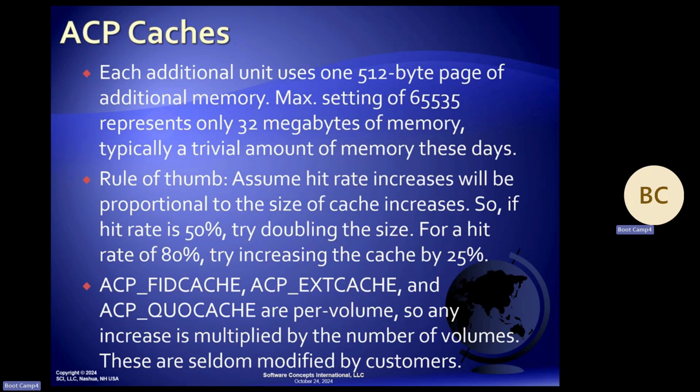I like to assume that hit rate increases will be proportional to the size of the cache increases. I'm optimistic. So if I see a hit rate of 50%, I'll double the size, up to the maximum of 65,530. And if you see a hit rate of 80%, increase the cache by 25%. My rule of thumb works out reasonably well, and the next time you run it, if you find that you need to increase it a little bit more, that's fine. This keeps you from making outlandish increases.